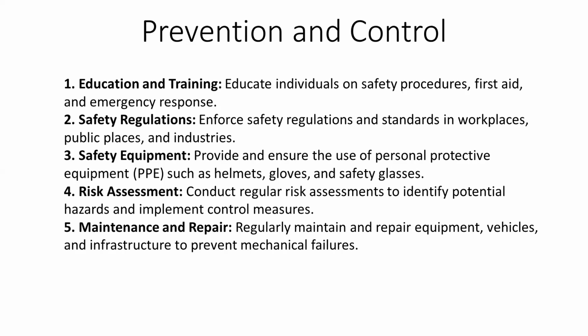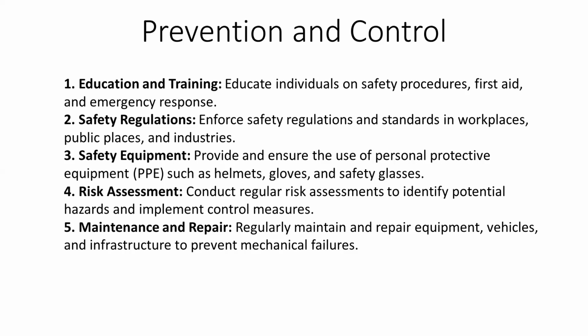Now, how will we prevent and control these accidents? By educating and training, of course, the individuals on safety procedures, first aid, and emergency response. We'll tell them to follow the safety regulations, and to enforce safety regulations and standards in workplaces, public places, and industries. Safety equipment: provide and ensure use of personal protective equipment, PPE. Examples of PPE are helmets, gloves, and safety glasses. And risk assessment: we always have to conduct regular risk assessments to identify potential hazards and implement control measures.